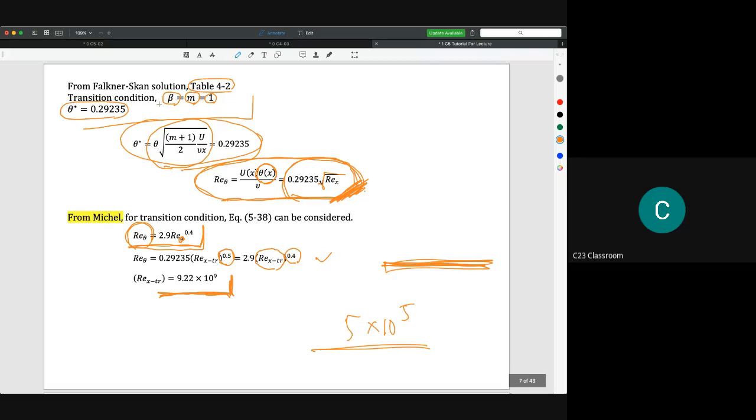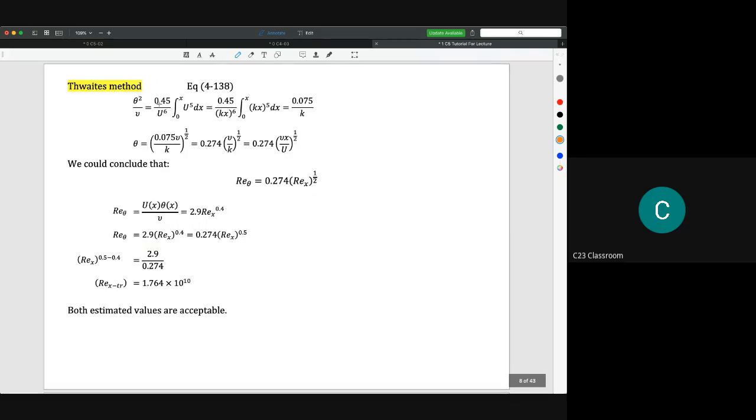Okay, so we could have another method. For example, we could calculate theta by using the Thwaites method. This is the equation for the Thwaites method. I hope you could see our Chapter 4 notes. I have shown you a few calculations about Thwaites previously. The usage of the Thwaites method here is to get the value of theta, because we want to substitute theta into this equation.